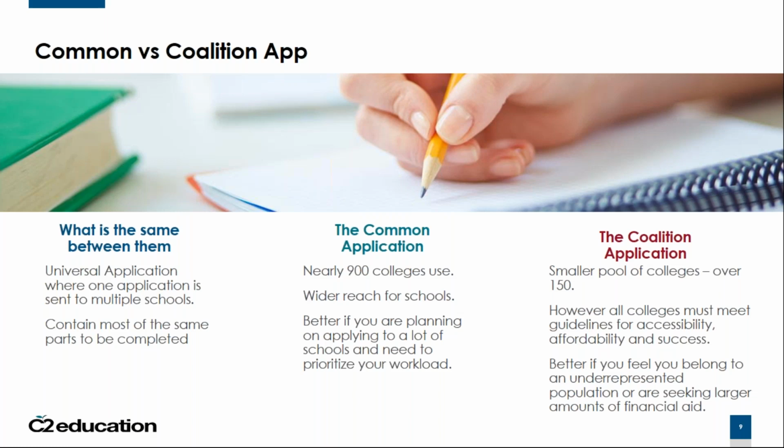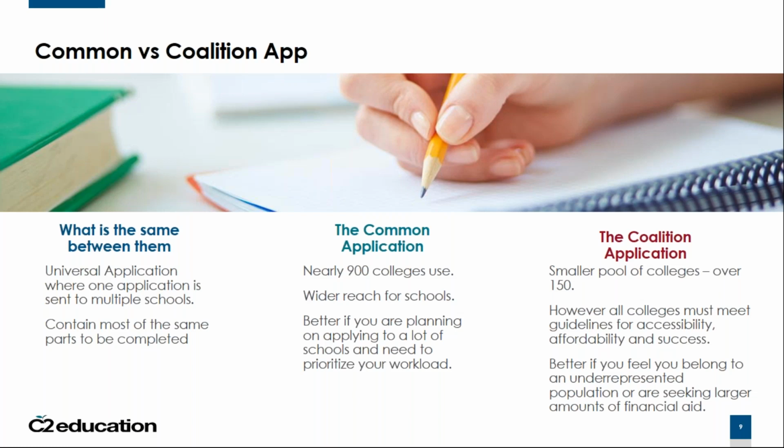Now, there are some colleges that use one and not the other. Some colleges prefer the Coalition app to the Common app. So you have to know what colleges accept. The only major ones that accept only the Coalition app, there are three major colleges: Virginia Tech, University of Washington, and University of Maryland College Park. They accept the Coalition app only.